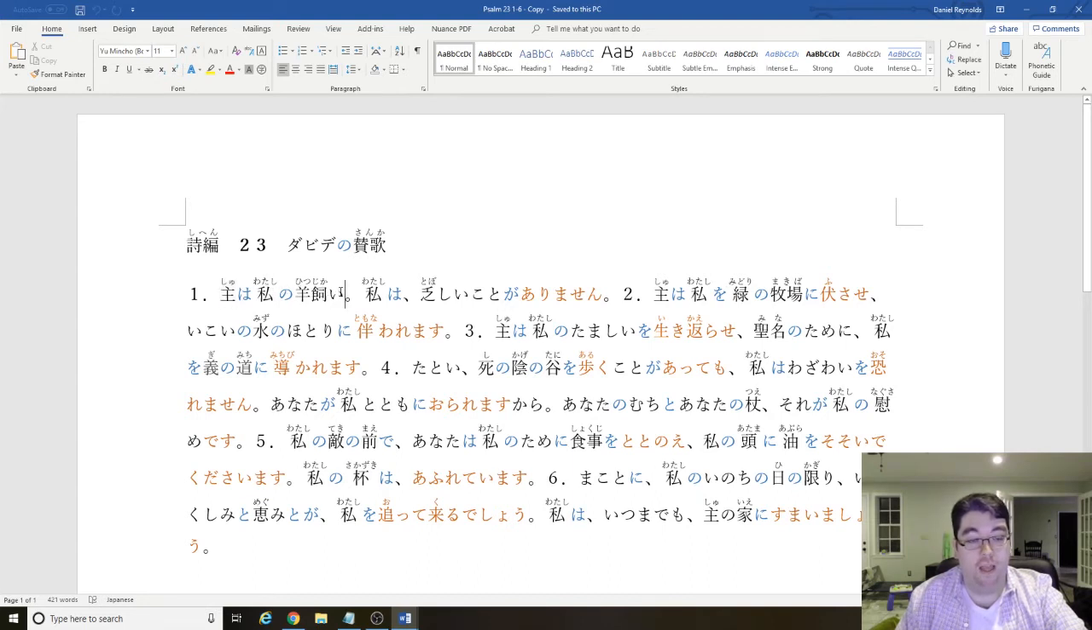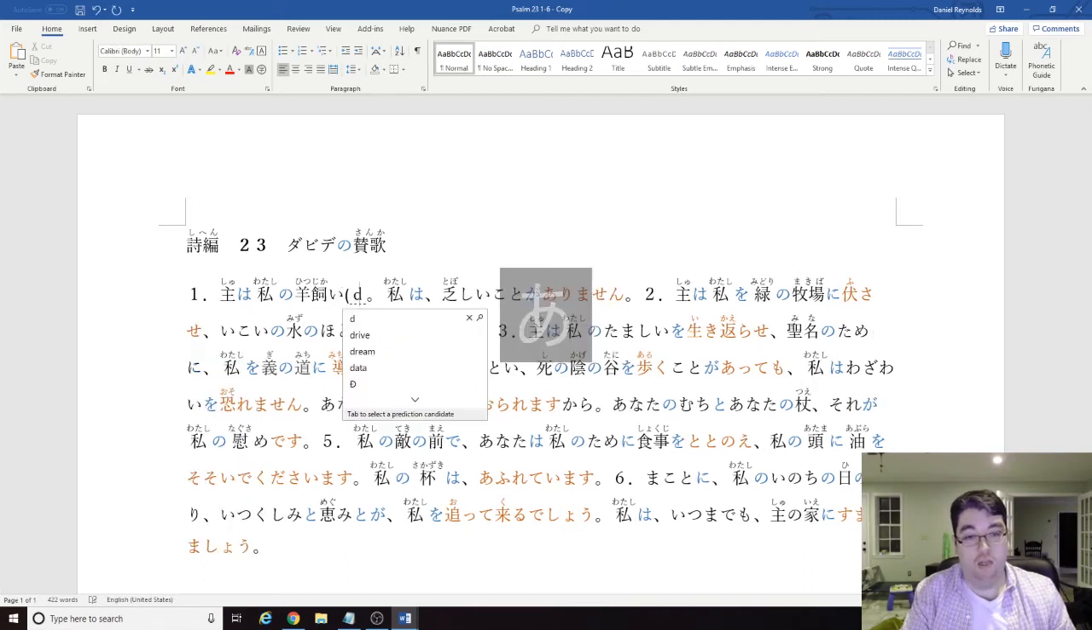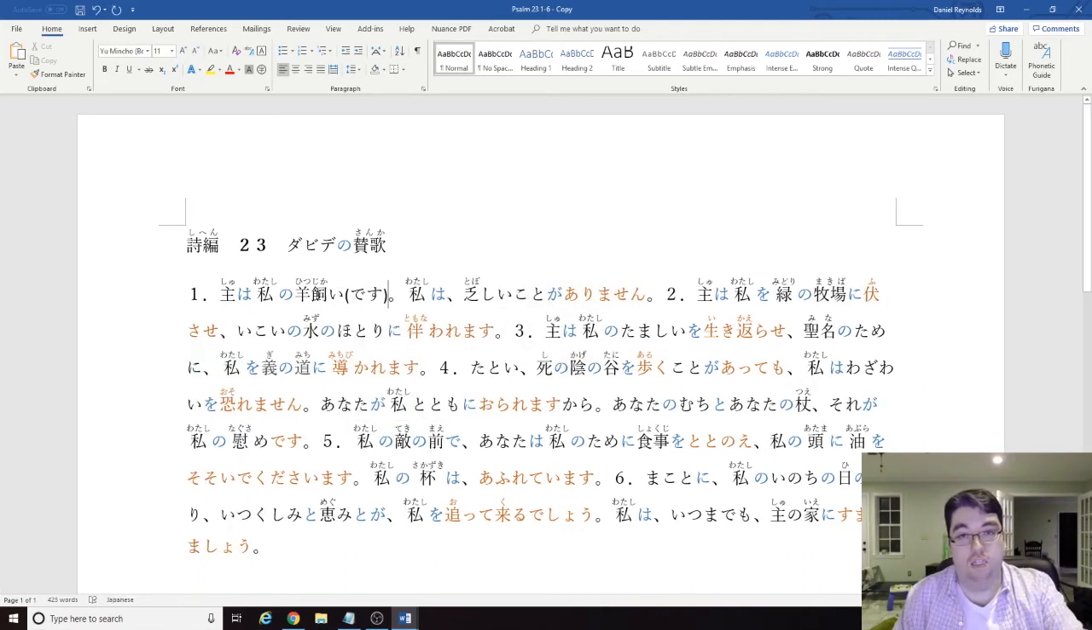Now there's no verb here. You might think so: the Lord, subject, my shepherd. There's no verb here. In Japanese, there's a lot of understood verbs. That's something we're going to have to go through. I know that kind of stinks, but there's an understood desu, which means is. There's an understood desu right here. So the Lord, my shepherd is. So, the Lord's my shepherd. Hey, there we go. First sentence down.